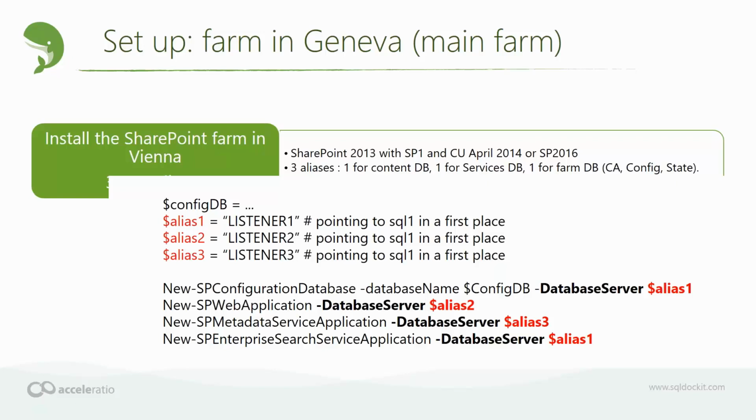Nothing specific. And then of course, when you create the farm, so you create the configuration database, you can specify in the database server alias 1 for the farm. That's important. When you create the content database, so here you create the SP web application, define the database, and here we can specify database server alias 2. For the services, like for instance the managed metadata service application, you're going to use alias 3. Okay? There is just one thing, which is the search. The search is a special bit. And I will get back to the search later, but here you can use alias 1 for the search. I will explain why.